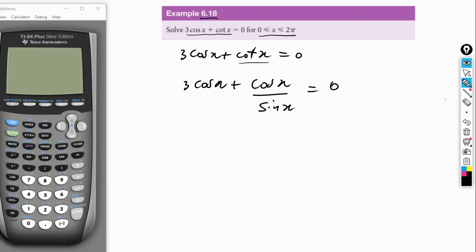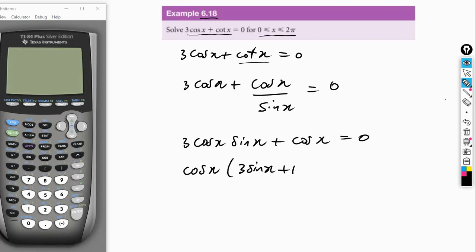So we're going to want to multiply both sides of this equation by sine of x. So we're going to get 3 times cosine of x times sine of x plus cosine of x is equal to 0. Then we factor out cosine, and we have cosine of x times 3 sine of x plus 1 is equal to 0. So this equation in particular would have solutions cosine of x equals 0 and sine of x equals minus 1/3.